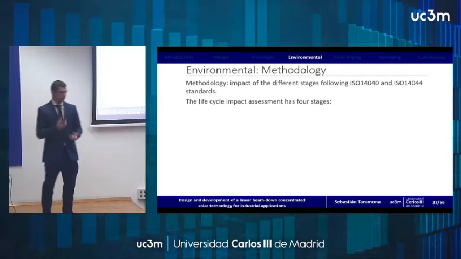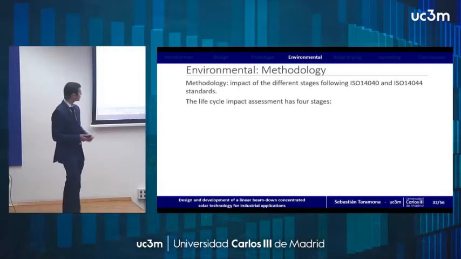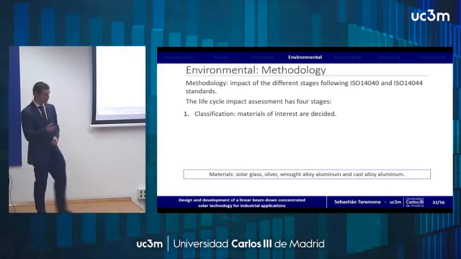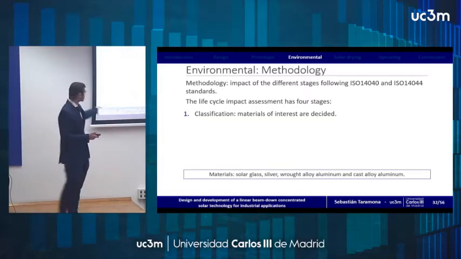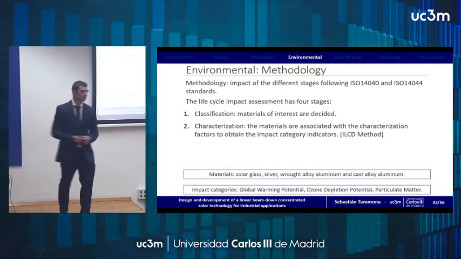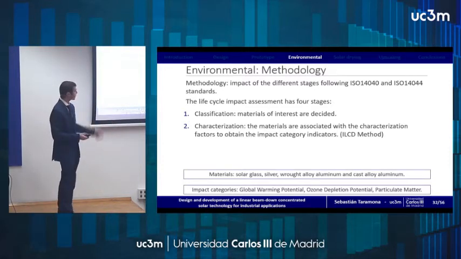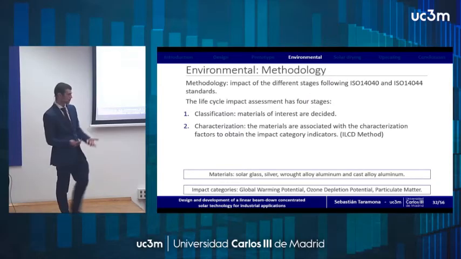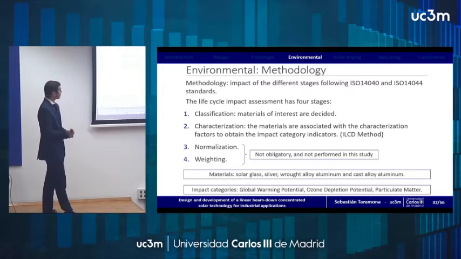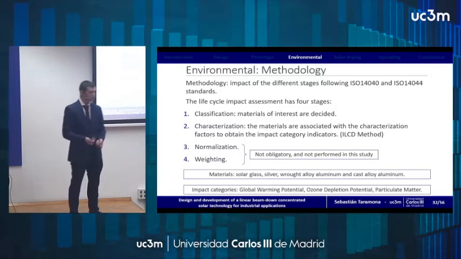In order to quantify these environmental impacts, we'll be using the standard ISO 14040 and 14044, which takes into account 4 different stages. The first is the classification of the materials we're going to be using. In this case, for the solar field, we're going to be using solar glass, silver, and aluminum, and then we'll be characterizing them. This means we will be assigning each of these materials an environmental impact, and with that we can obtain the global environmental impact of this technology. And this will be done using the ILCD methodology. Finally, we could also do some normalization and weighting, but these steps are not obligatory, so we won't be performing them.